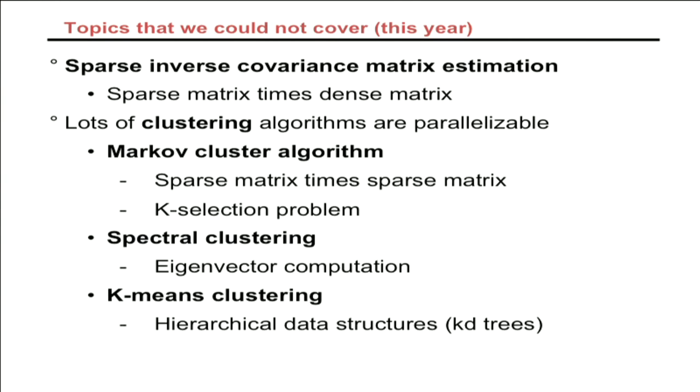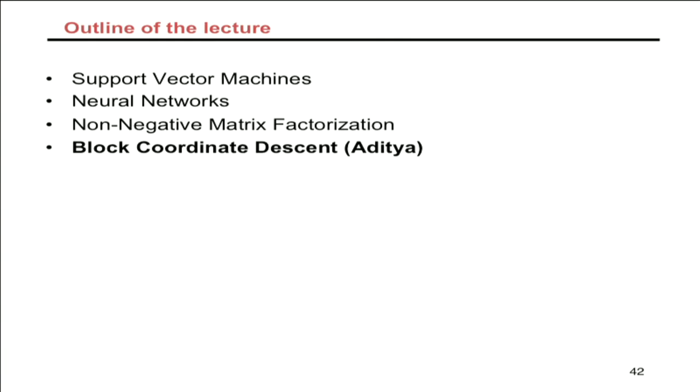Spectral clustering is really about eigenvalue and eigenvector computations. So this also ends up being SpMVs in some sense. K-means clustering, as I explained with respect to an earlier question, parallelizing it in the most efficient way requires hierarchical data structures, but we'll see similar things later. We've already seen some. For that, I'm actually right on time, even 2 minutes early. So I'll let Aditya take over.